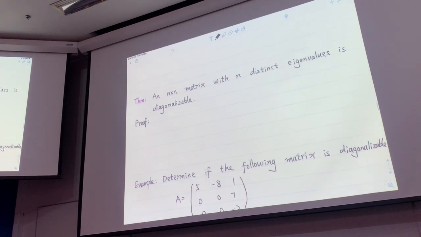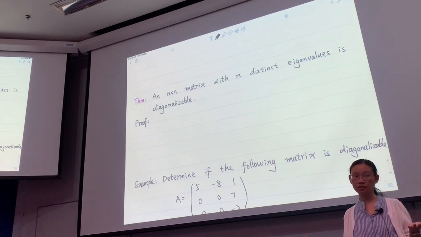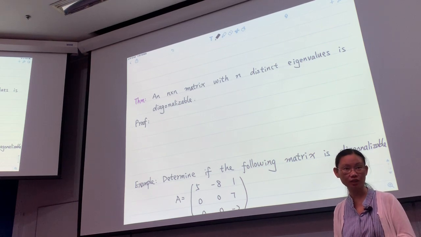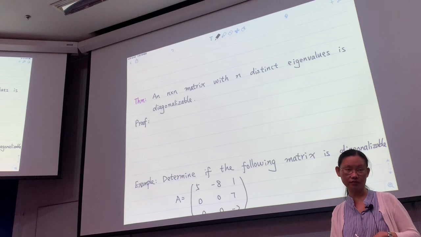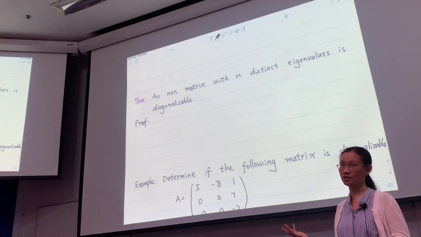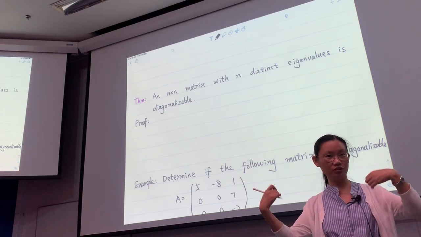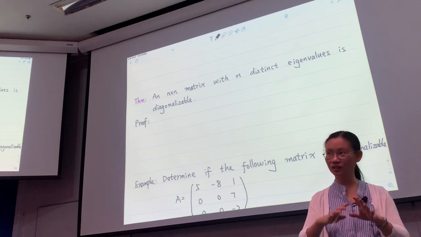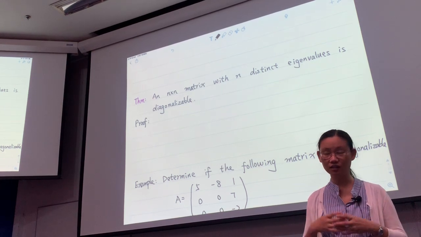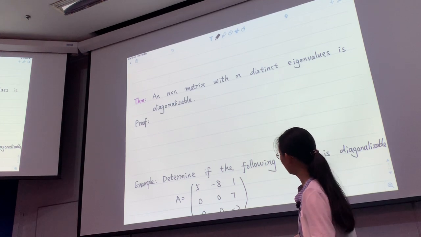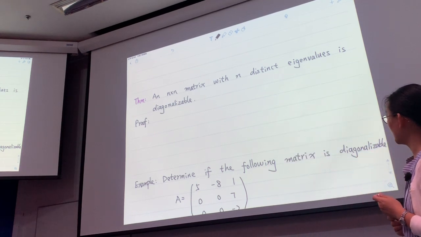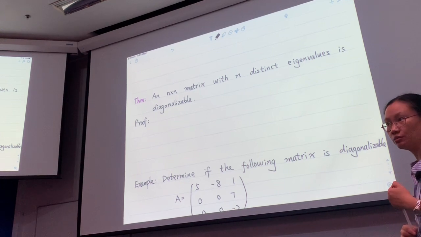Okay, now here's the thing. Under which condition is A diagonalizable? We already discussed that it has n linearly independent eigenvectors, right? When can we have n linearly independent eigenvectors? One special case we discussed in the last lecture is that it has n distinct eigenvalues. Then each eigenvalue corresponds to one eigenvector, so altogether they have n linearly independent eigenvectors. That's why we have this theorem: an n by n matrix with n distinct eigenvalues is diagonalizable, right?